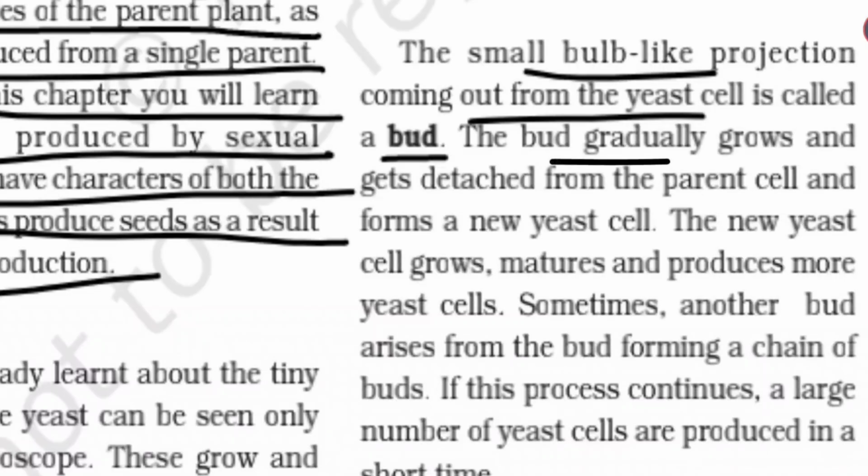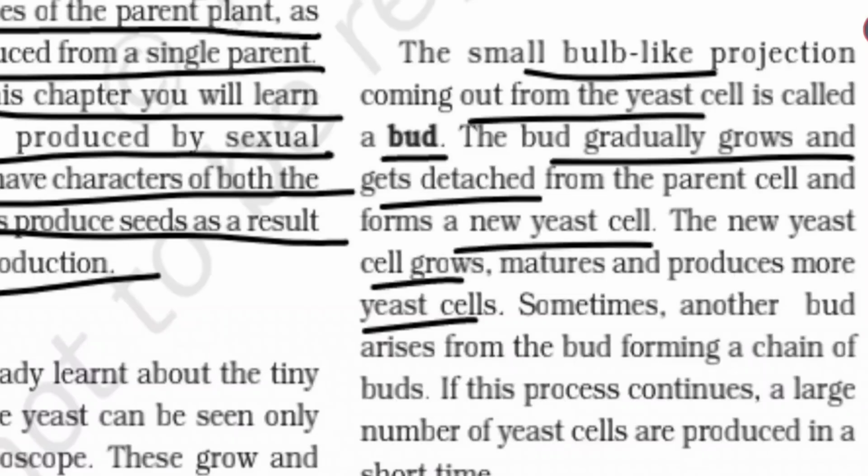A bud gradually grows and gets detached from the parent cell and forms a new yeast cell. The new yeast cell grows, matures, and produces more yeast cells. Sometimes another bud arises from the bud, forming a chain of buds. If the process continues, a large number of yeast cells are produced in a short time.